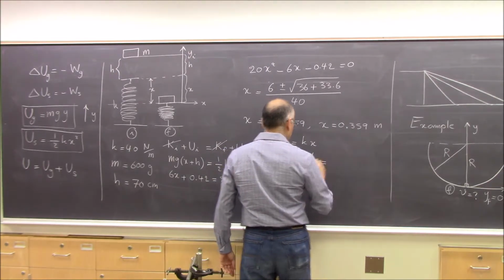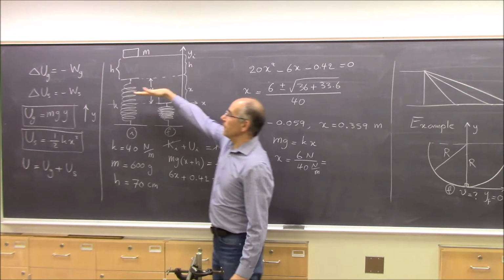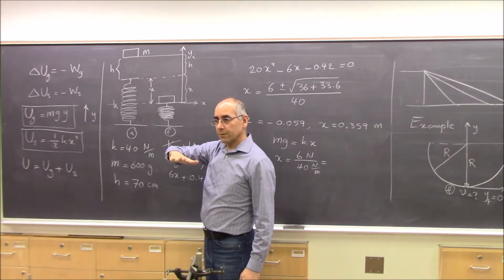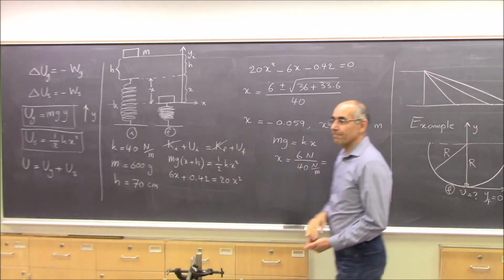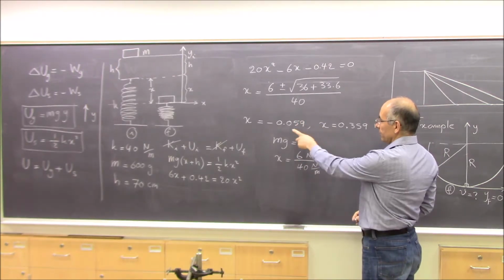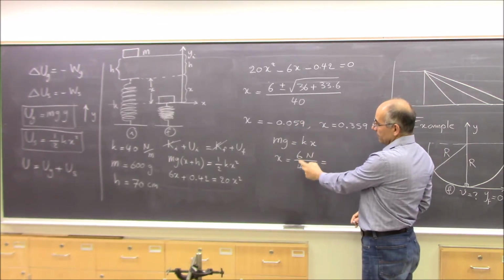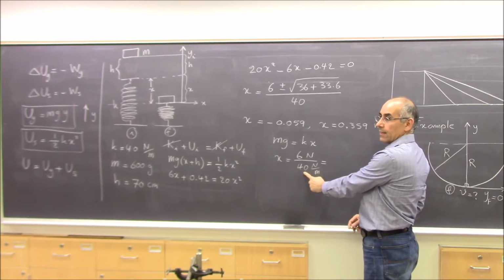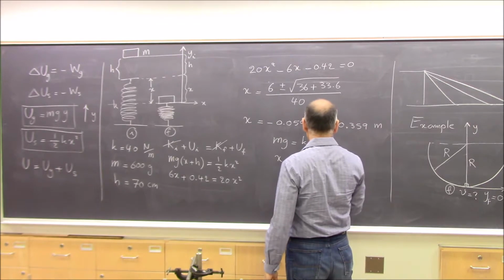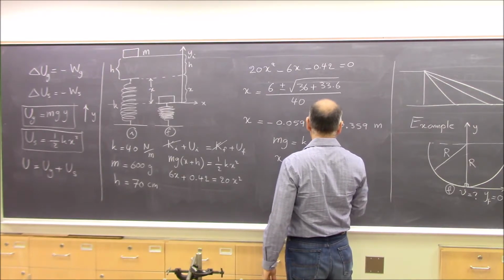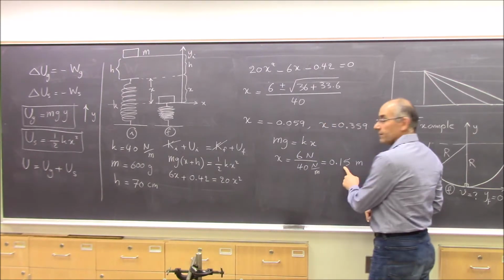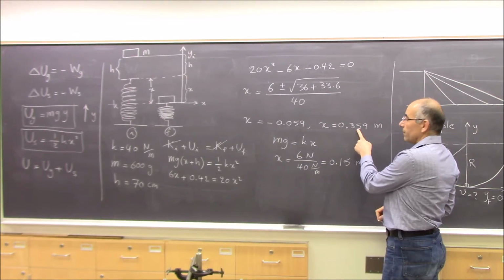Why are you saying kx equals mg again? If you put the mass on the spring and make it equilibrium, it doesn't move. Oh, because they're going to be equal to each other at equilibrium. Right. So I want to show you the relationship between these two. So 6 over 40, what is that? It's 0.15 meters, right? 15 centimeters.